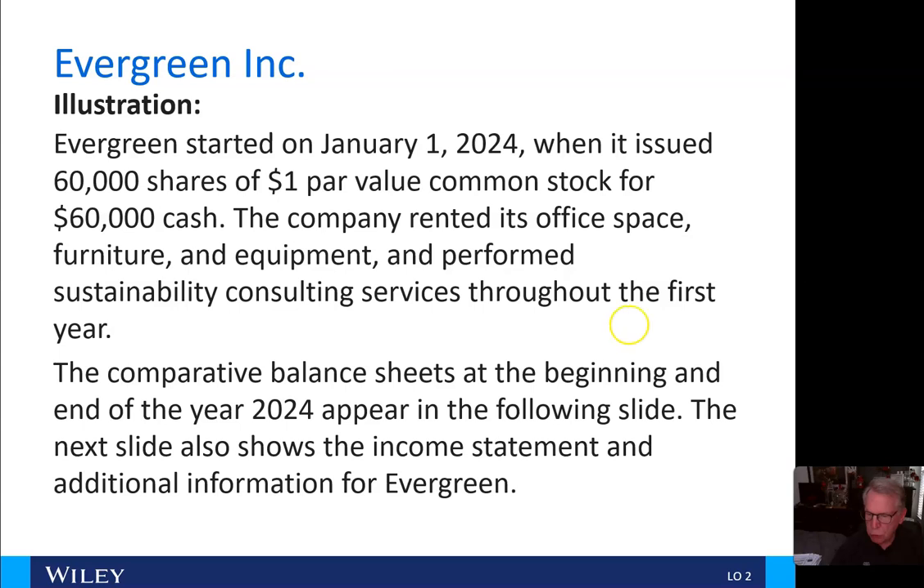Okay, here's an illustration from Evergreen. Evergreen started on January 1, 2024, when it issued 60,000 shares of $1 par value common stock for $60,000 cash. The company rented its office space, furniture, and equipment and performed sustainability consulting services throughout the first year. The comparative balance sheets at the beginning and end of year 2024 appear on the following slide. The next slide also shows the income statement and additional information for Evergreen.